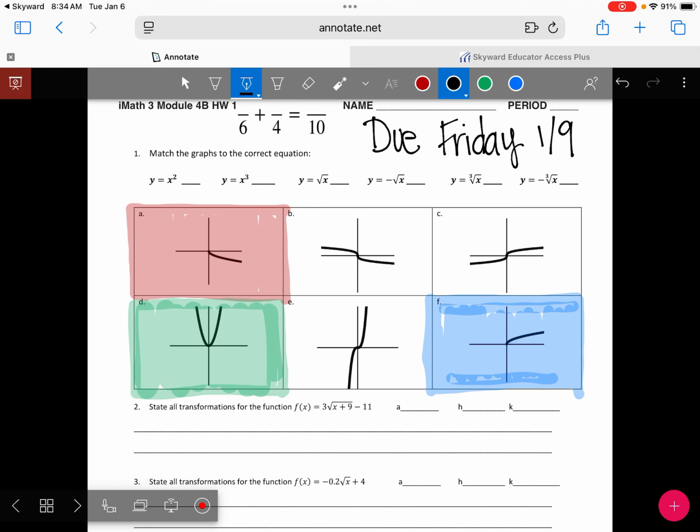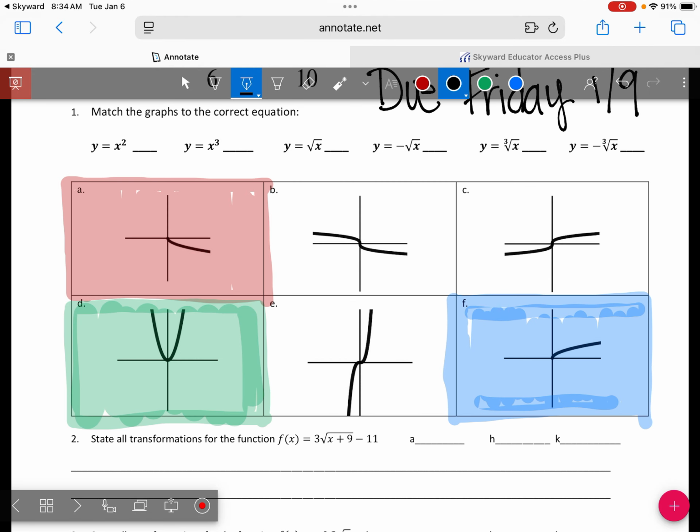All right, so the only thing I want to look at on our homework are just the 3 graphs that you see I have highlighted in different colors, because that's all we talked about today. Okay, let's talk about this blue graph right here. This is a square root function. This is just the regular square root function. So I'm going to put the letter F next to the square root function, because this graph is what a regular square root looks like.